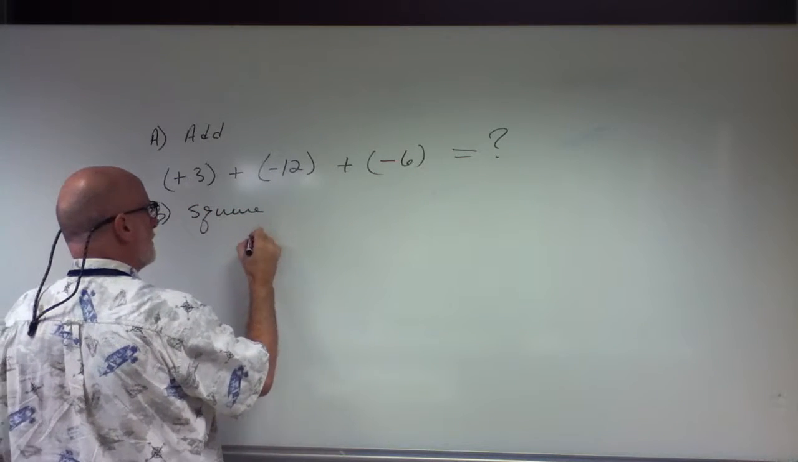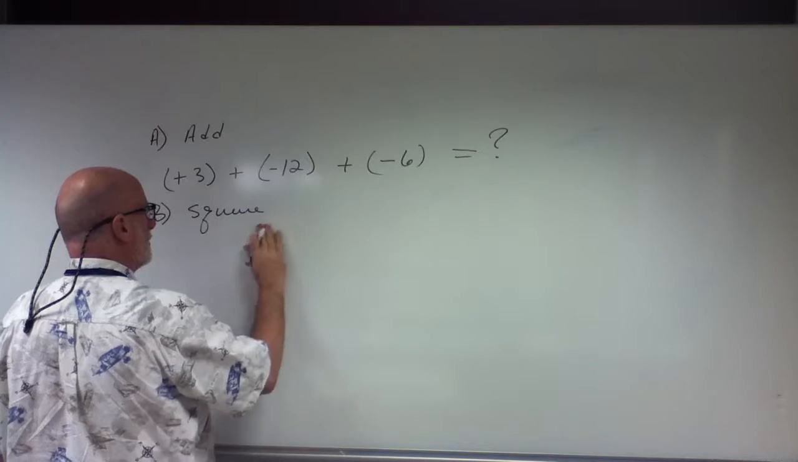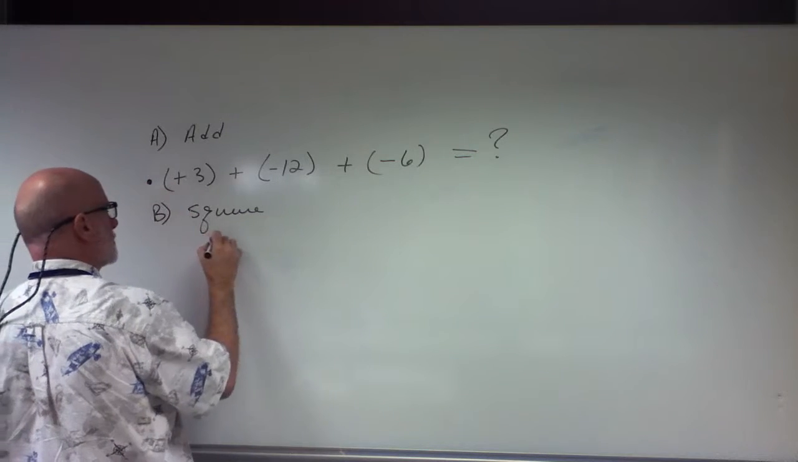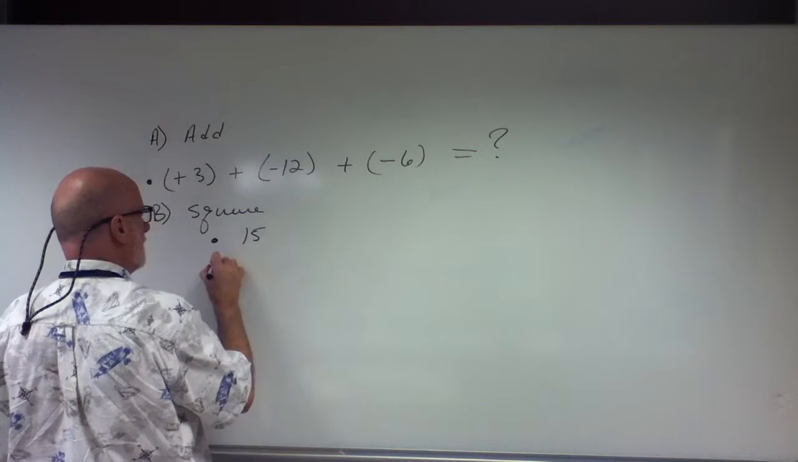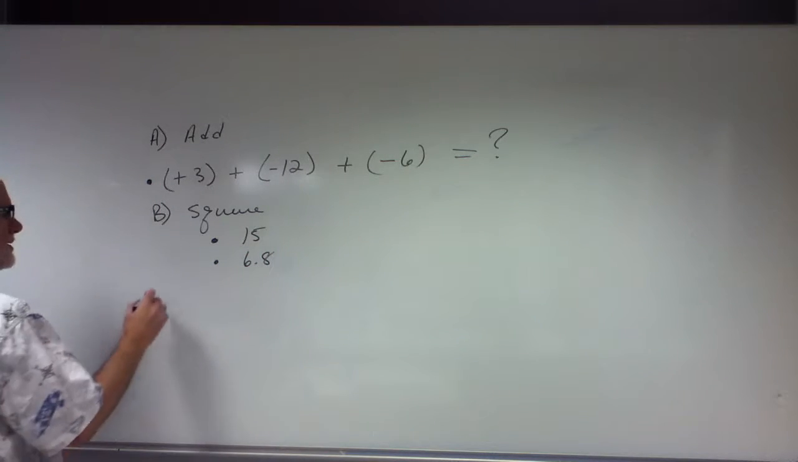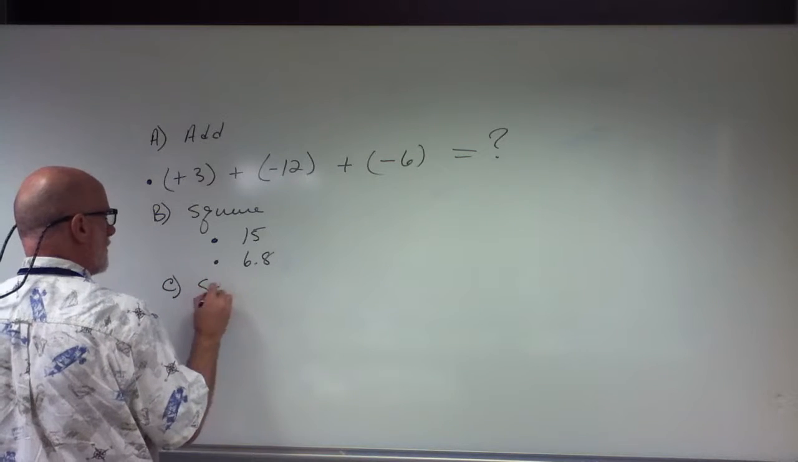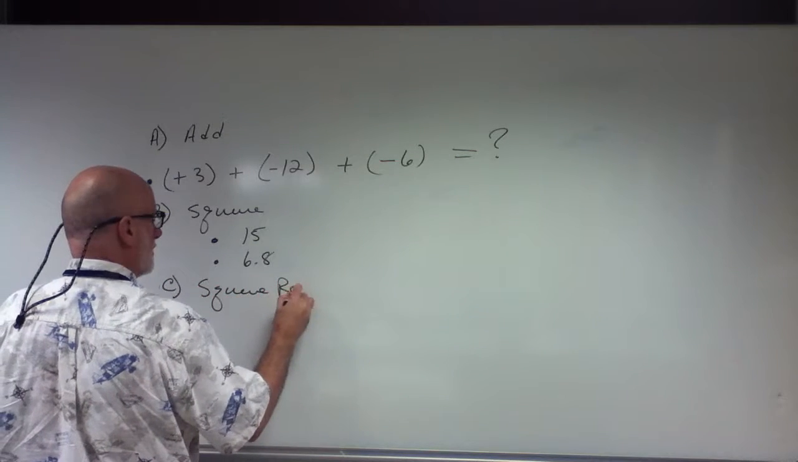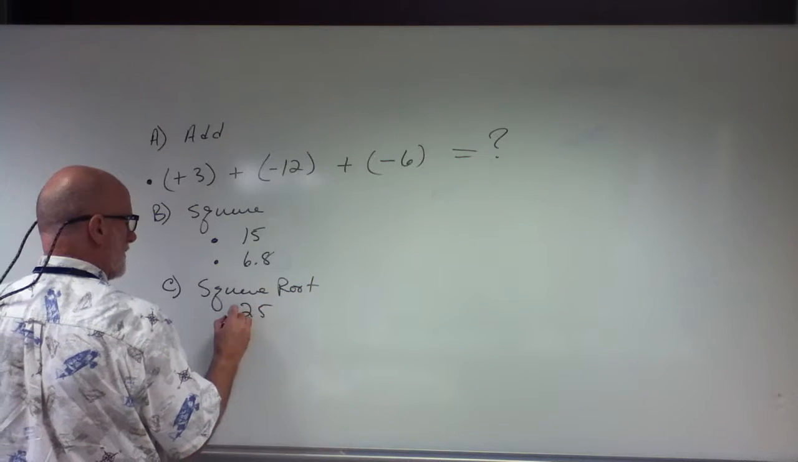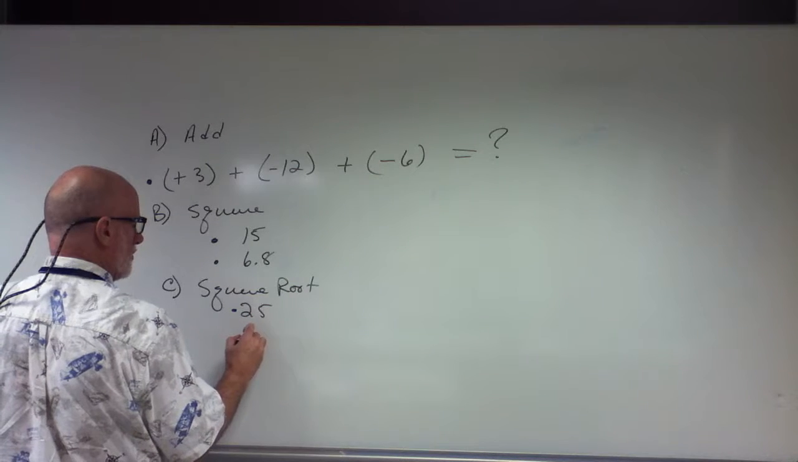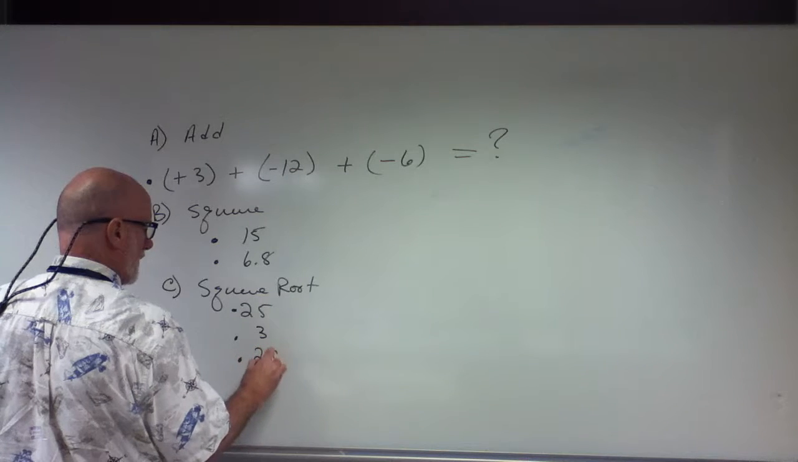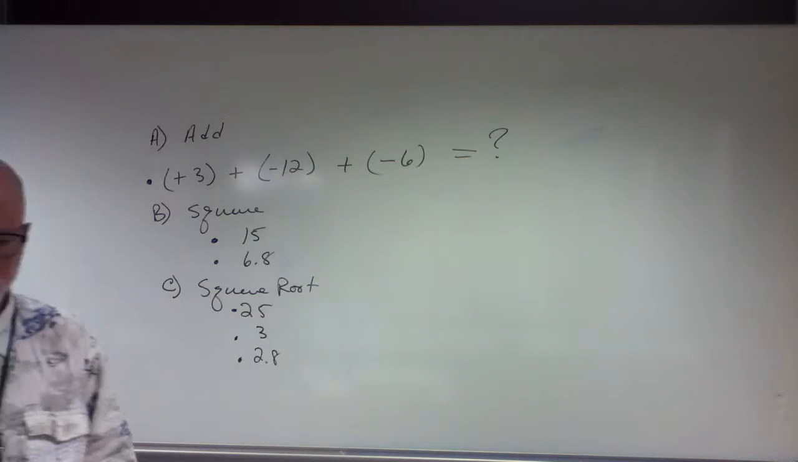B. Square 15. Square 6.8. Okay? C. I want you to square root 25 and also 3 and also 2.8. Okay? Do those right now.